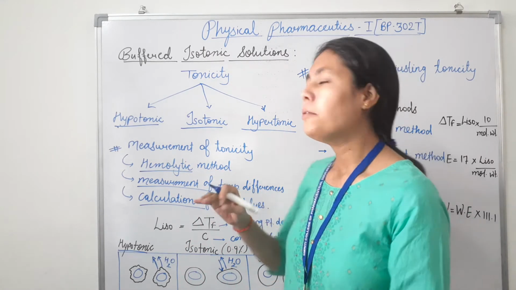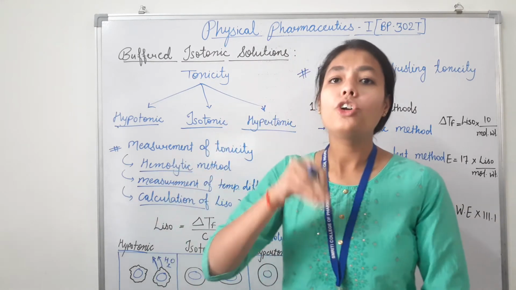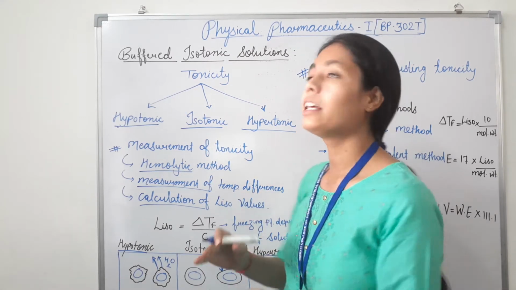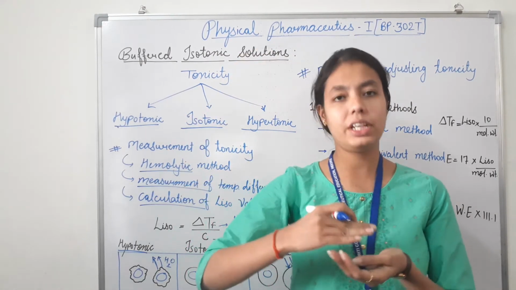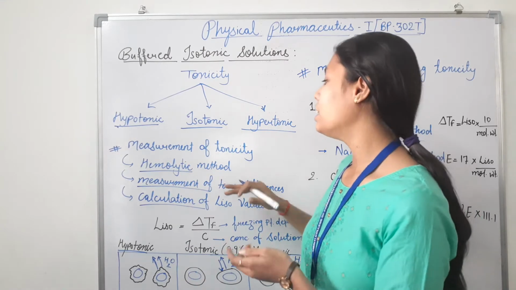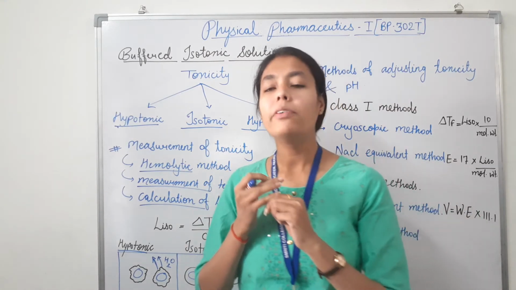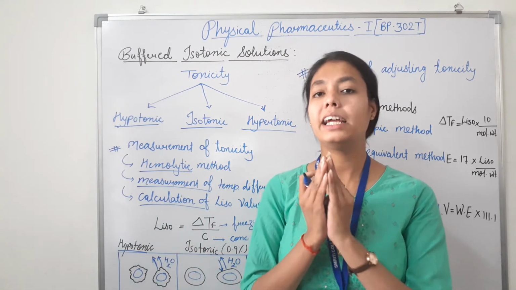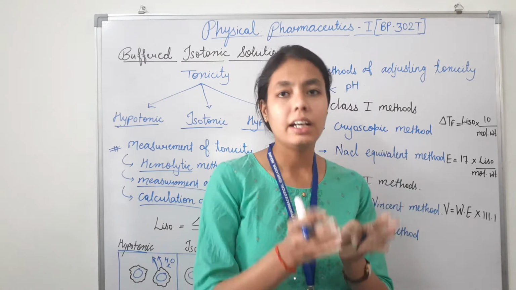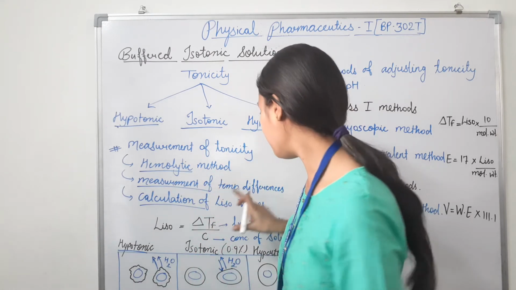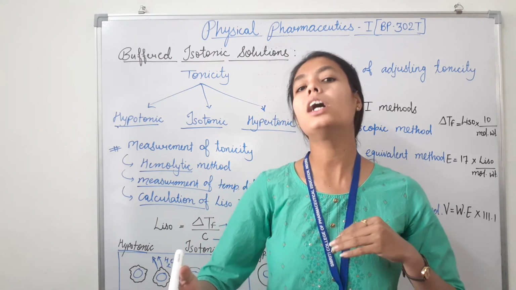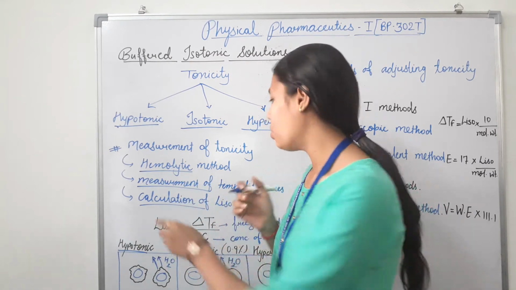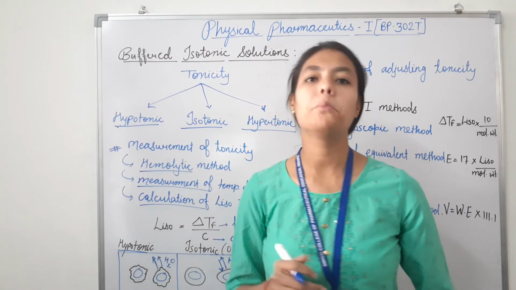So whenever the amount of NaCl is higher, in that particular case there will be a depression in freezing point, and if the concentration of NaCl is lesser than 0.9% NaCl, in that particular case the value of freezing point comes near to 0 degree centigrade. So this is the measurement of tonicity on the basis of measurement of temperature difference.